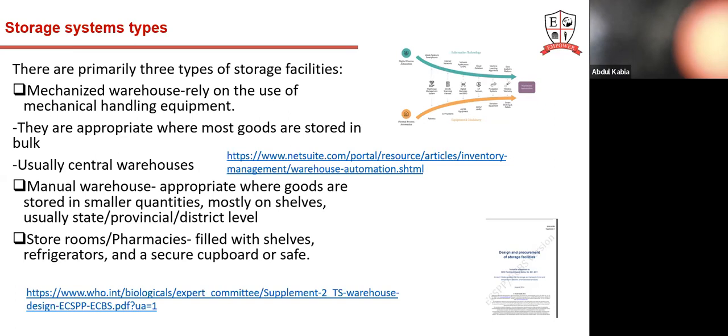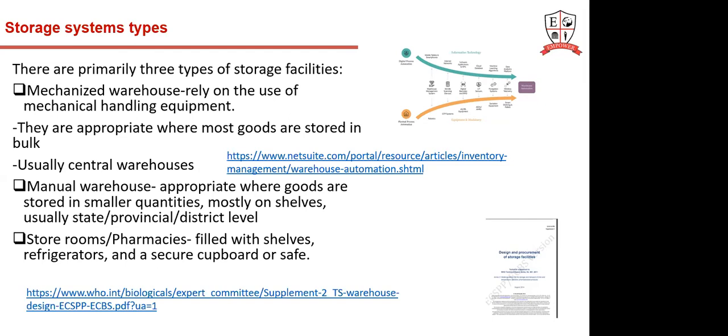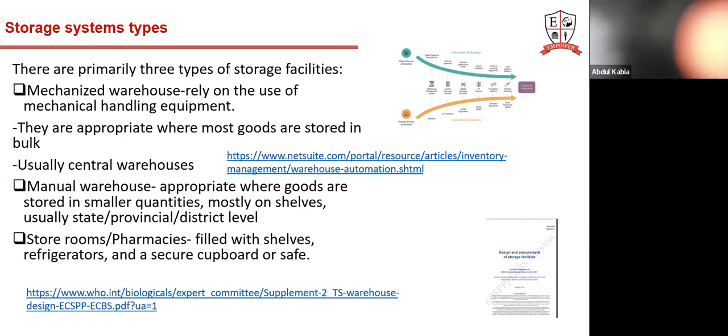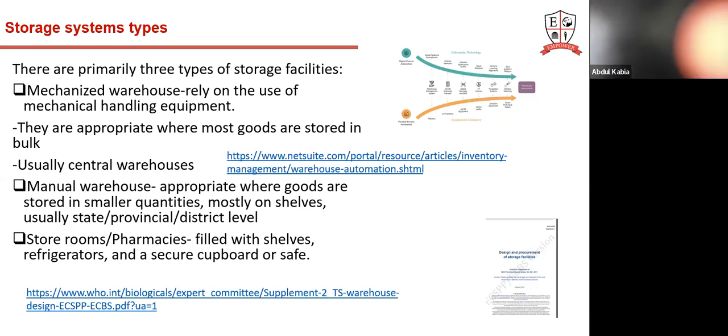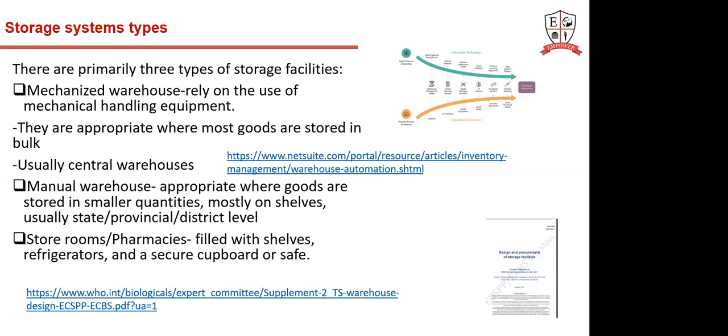So for storage system types, there are mainly 3 types. Most times in the central stores, you have the mechanized warehouses where we use machines, mechanical handling equipment, because those are appropriate since goods come in bulk. And there are some areas, especially in the 2nd tier if you're using a 3-tier system, where you will see smaller warehouses. Basically, they are manual warehouses wherein the goods are stored on pallets or shelves, like in the district or the province.